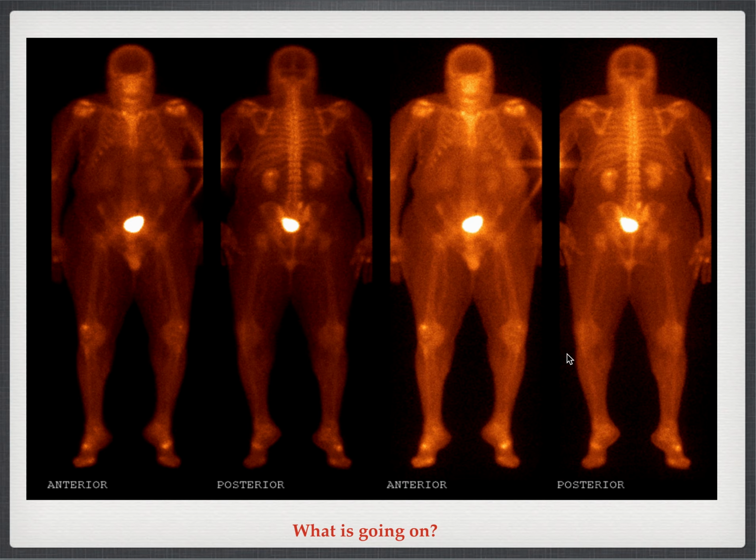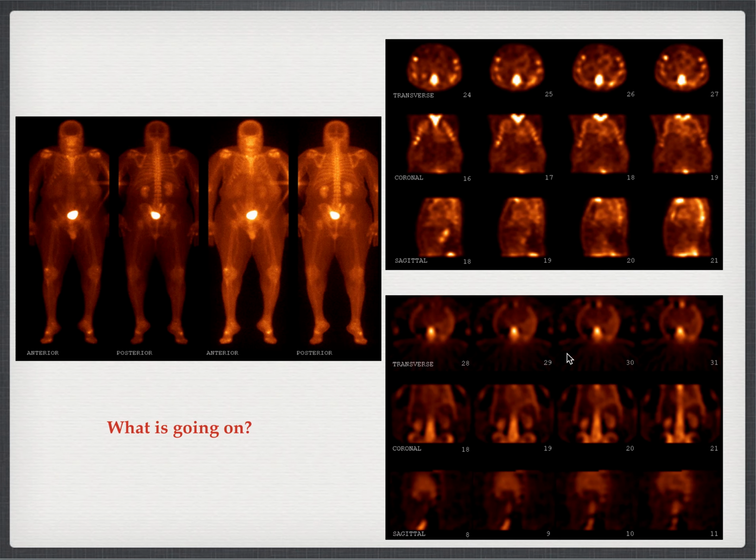What about this case? Can anyone figure out what's going on? This is the most gross misuse of bone scan possible. We're going to have to rely on SPECT images to try to localize where that spot is. And if we look at the SPECT, we can figure out that this is actually myocardial infarction, and we're seeing a tracer uptake in the heart.